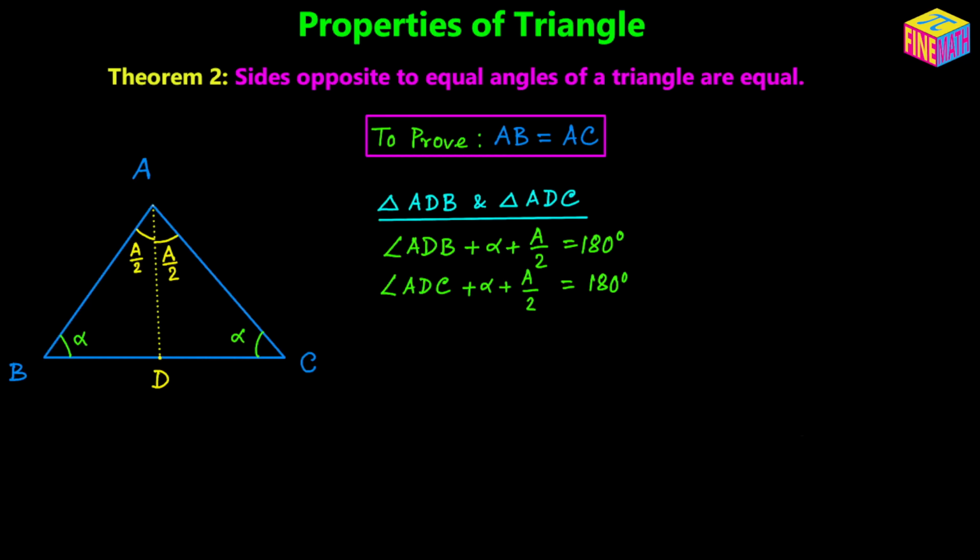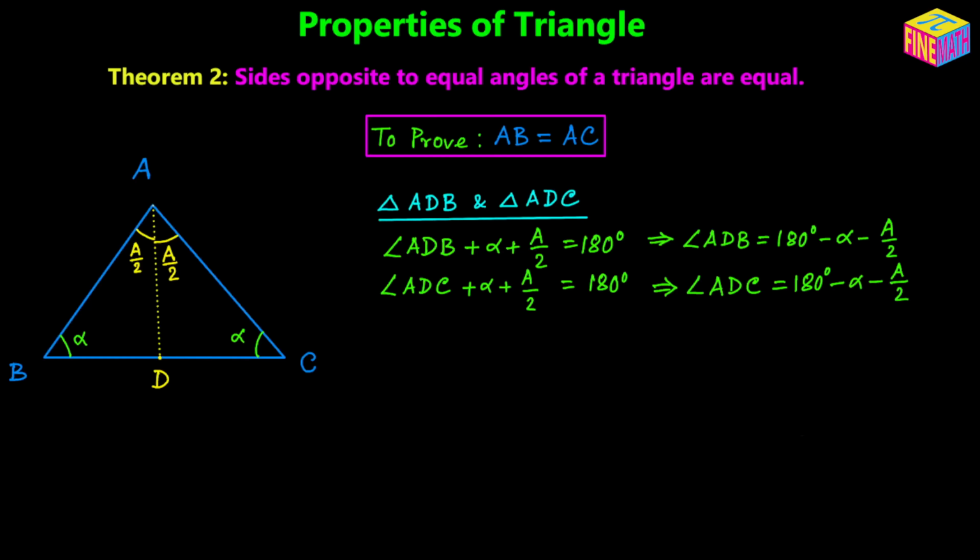And now if we look at these two small triangles, triangle ADB and triangle ADC, you will notice for triangle ADB, we can say that angle ADB plus alpha plus A over 2, the sum of the three angles of the triangle, will be equal to 180 degrees. And similarly for triangle ADC, angle ADC plus alpha plus A over 2, the sum of the three angles of the right side triangle, is also equal to 180 degrees. From here we can say that angle ADB will be equal to 180 degrees minus alpha minus A over 2, and similarly angle ADC will also be 180 degrees minus alpha minus A over 2.